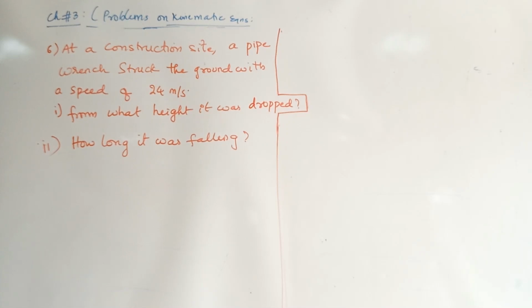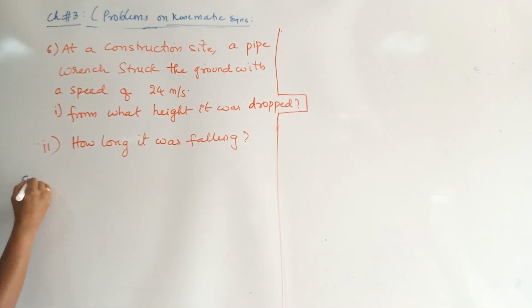So check this out. At a construction site, a pipe wrench struck the ground with a speed of 24 meters per second. What is the meaning of this? Something is falling from a height and hits the ground with a speed of, meaning the final velocity on reaching the ground is 24 meters per second. From what height was it dropped, and how long was it falling?